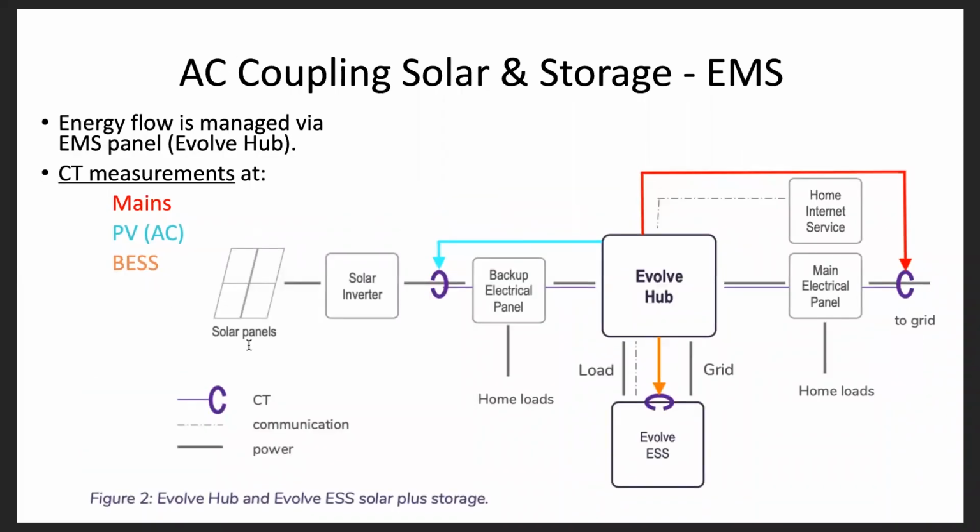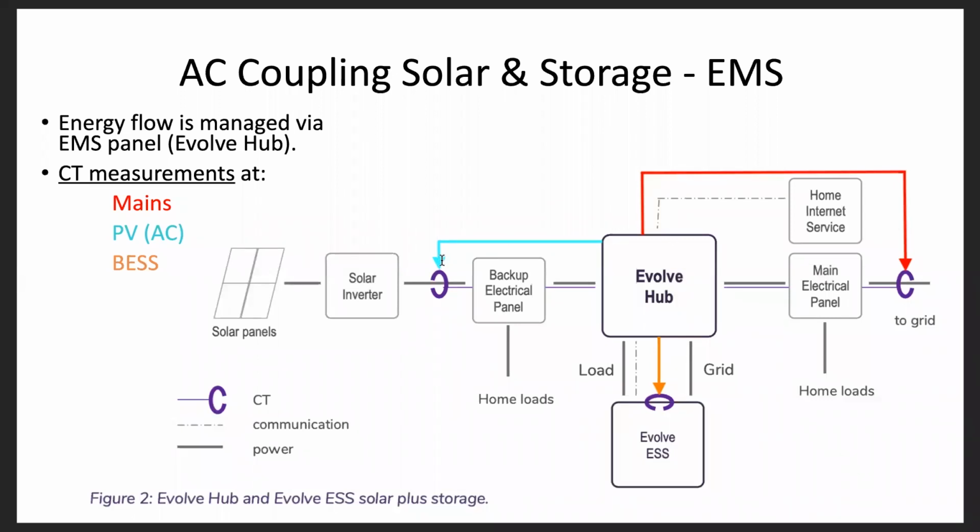Looking at the functional block layout of the Evolve hub and Evolve battery energy storage system, the energy flow is managed through the EMS panel, or the Evolve hub, shown here. And that's done by taking CT measurements at 3 points. One at the mains, or at the point of common coupling, shown by this red arrow, where we measure import and export to and from the grid.